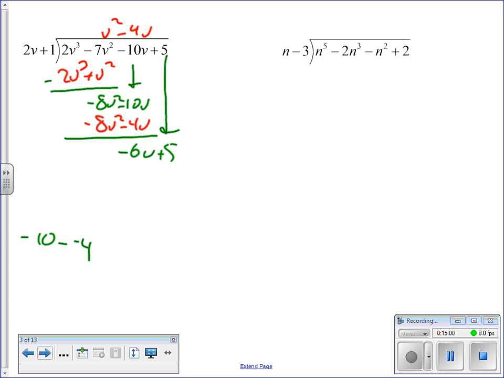Okay, 2v into negative 6v plus 5. Go ahead and do it. Finish out the problem.